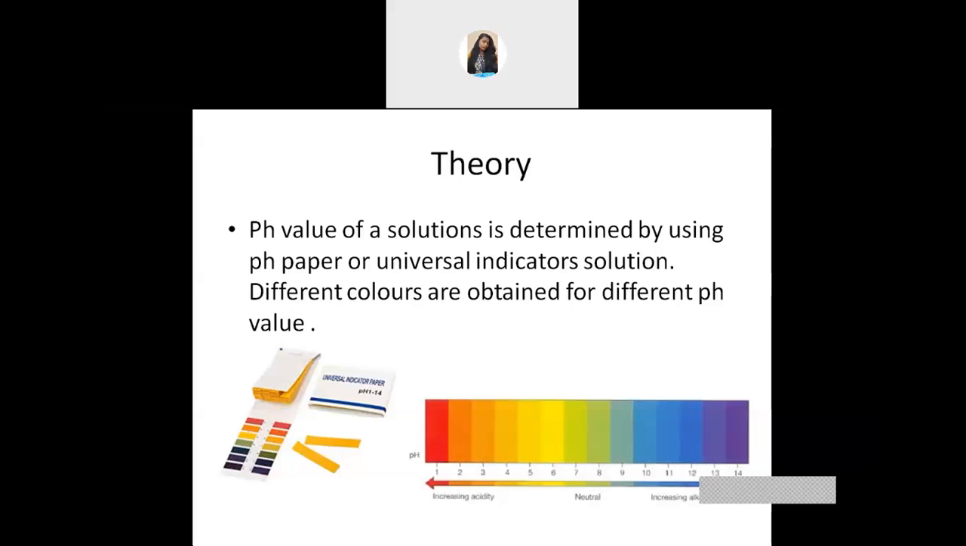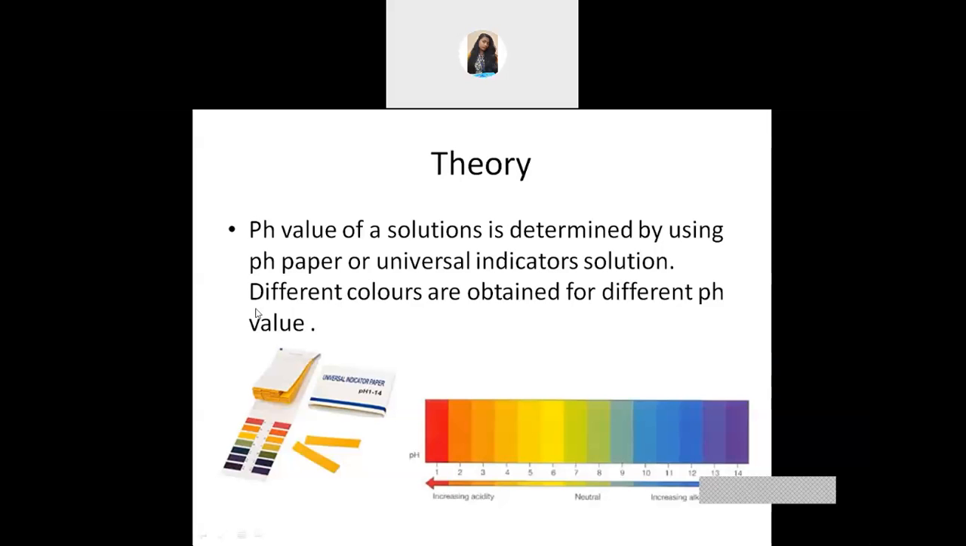Okay, have all of you understood this? Yes, ma'am. So by comparing the color of the pH paper, you can easily conclude that the solution is acidic, basic or neutral in nature. You can easily determine that.